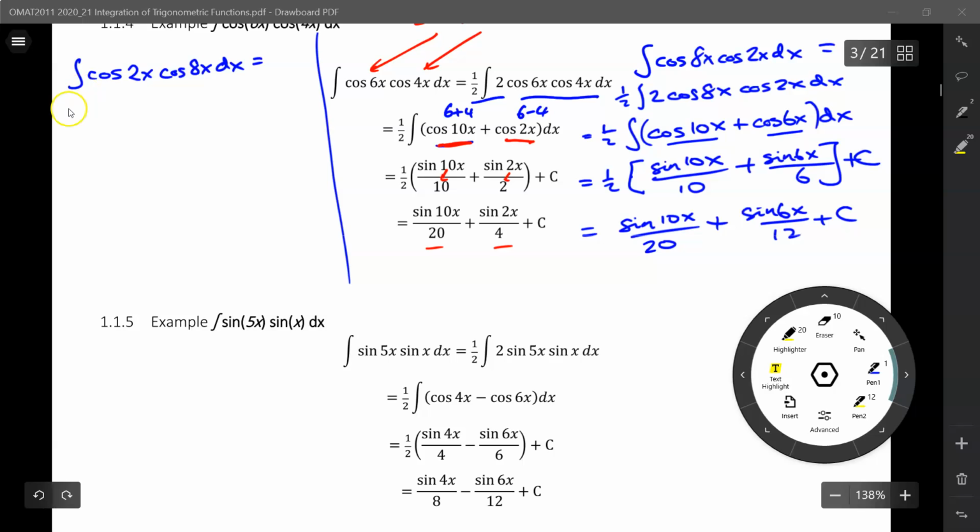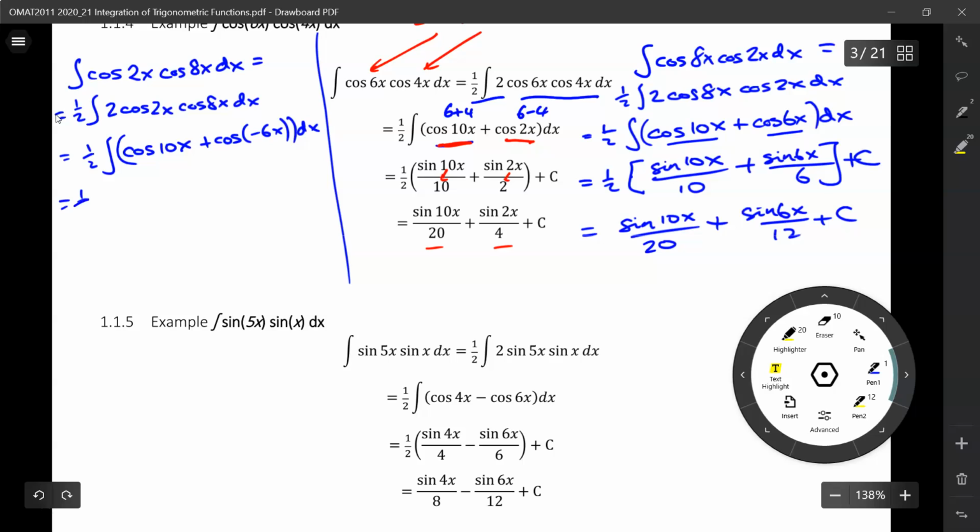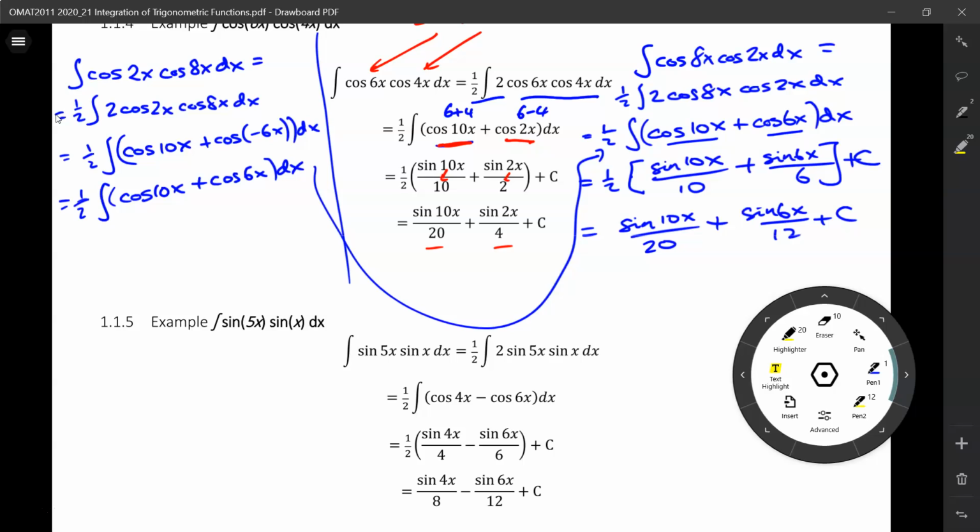So it's equal to half times the integral of 2 cosine 2x cosine 8x dx, which is equal to half times the integral of cosine A plus B, which is 10x again, plus the cosine of A minus B, which is 2 minus 8, which is minus 6x dx. But then that is equal to half times the integral of cosine 10x plus the cosine of 6x dx. So it's actually the same as this one over here, which is the other way around.